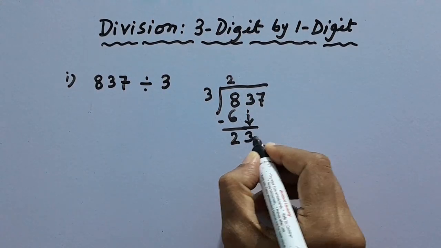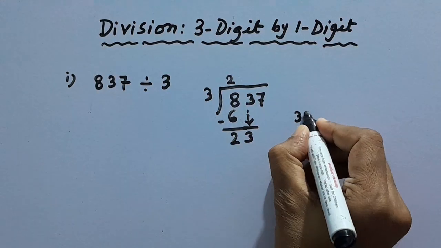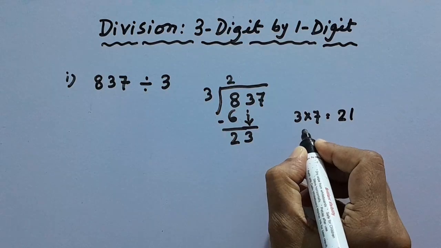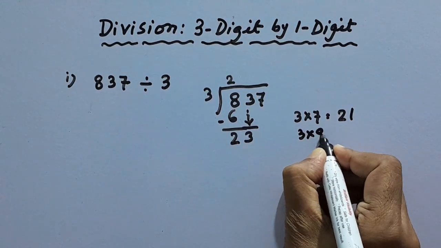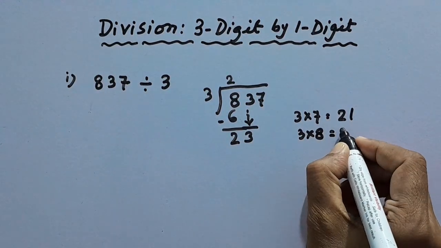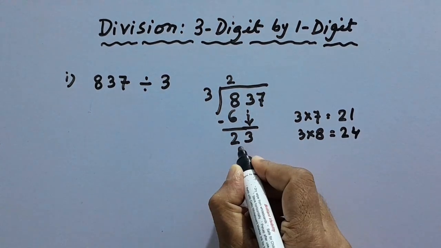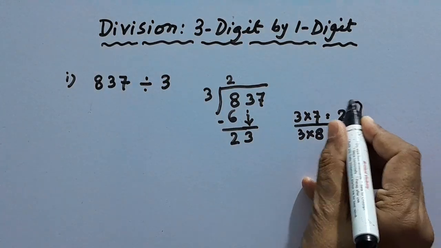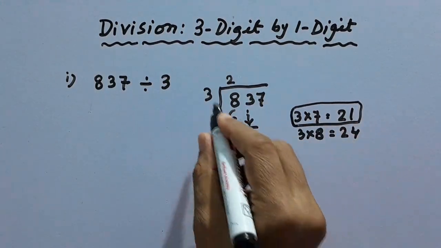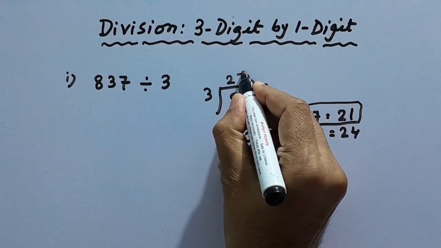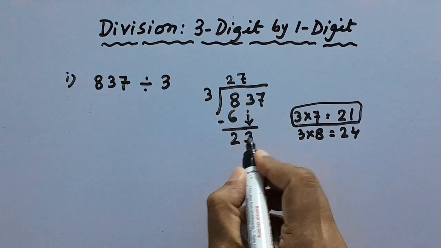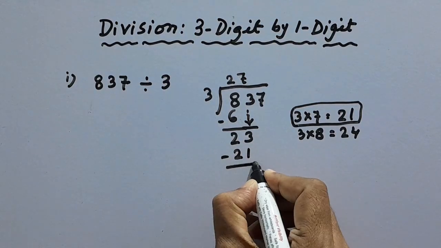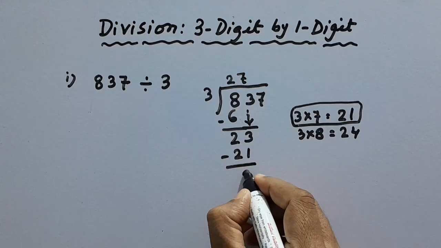Now, we'll bring down 3 here. So now it is 23. We know 3 times 7 is equal to 21 and 3 times 8 is equal to 24. But here the number is 23, so we'll take this one. So 3 sevens are 21. If we deduct, this will be 2.